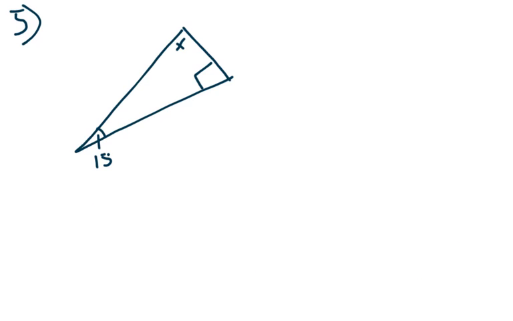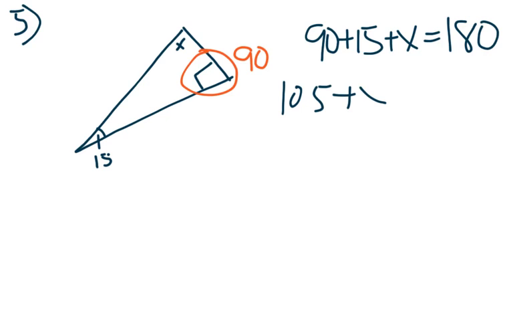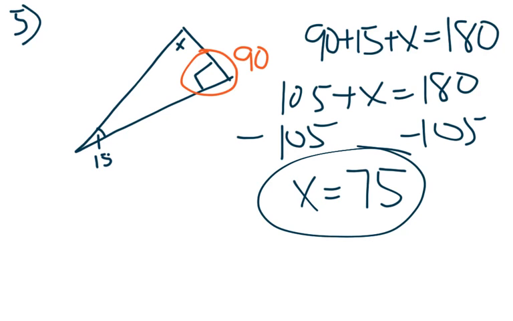So number 5, once again, we see the square, which means that we have 90 degrees. So we're going to add everything up. We have 90 plus 15 plus x equals 180. 90 plus 15 is 105 plus x equals 180. So then you want to solve for x by subtracting 105 from both sides. So in the end, we have x equals 75. And this is your answer for number 5.